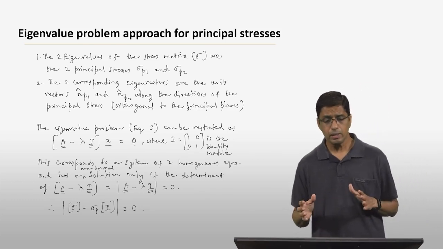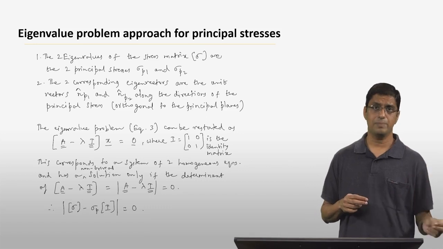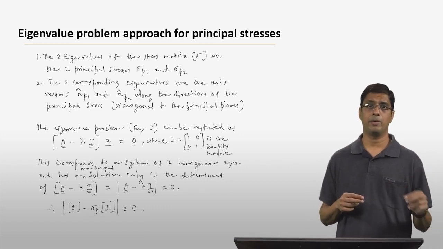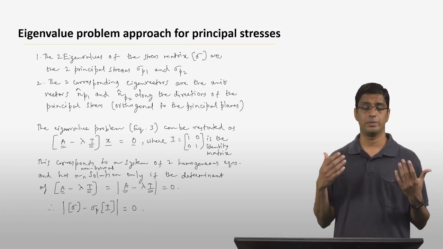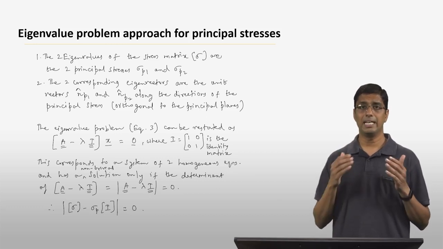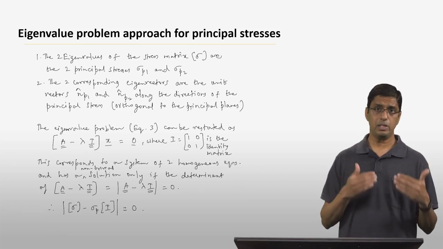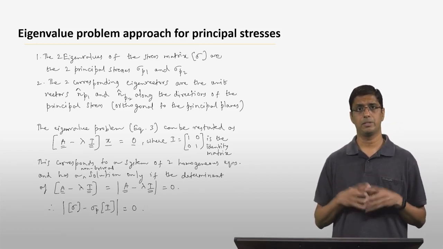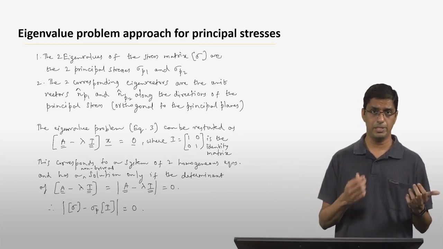The other thing to notice is that the eigenvectors corresponding to sigma p1 and sigma p2 are the principal directions. When I say principal directions, what you must immediately think about is that these are the vectors that are perpendicular to the principal planes. So the principal directions are the vectors that are perpendicular to the principal planes.